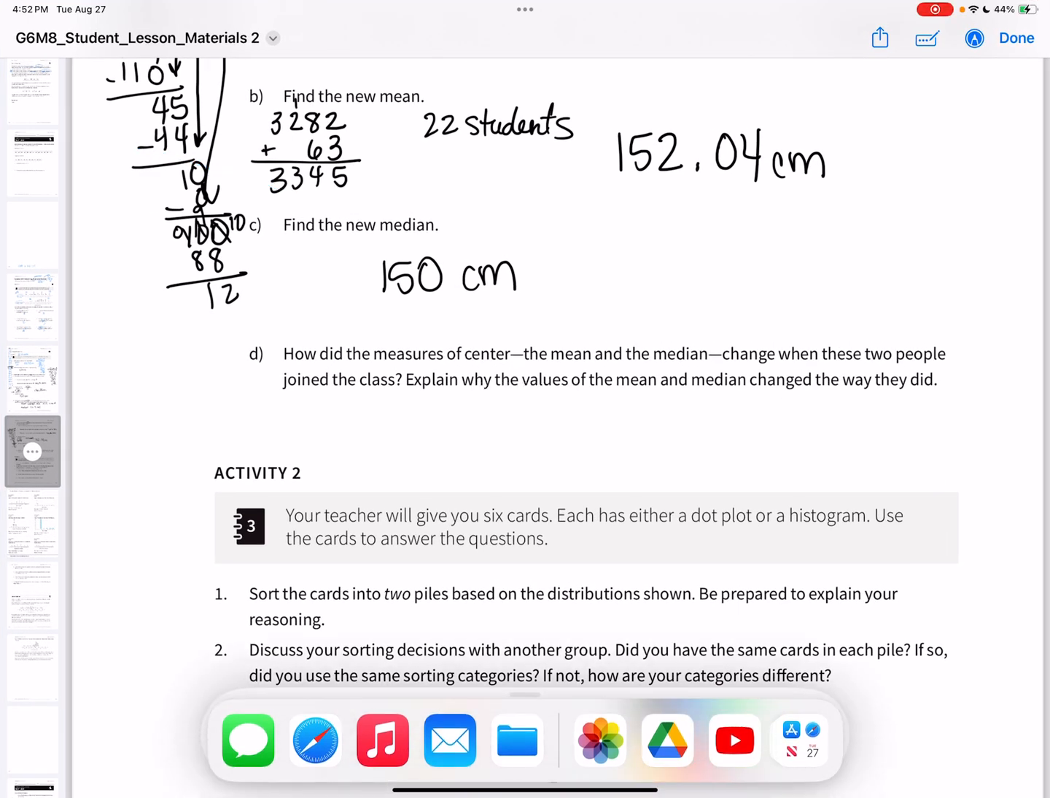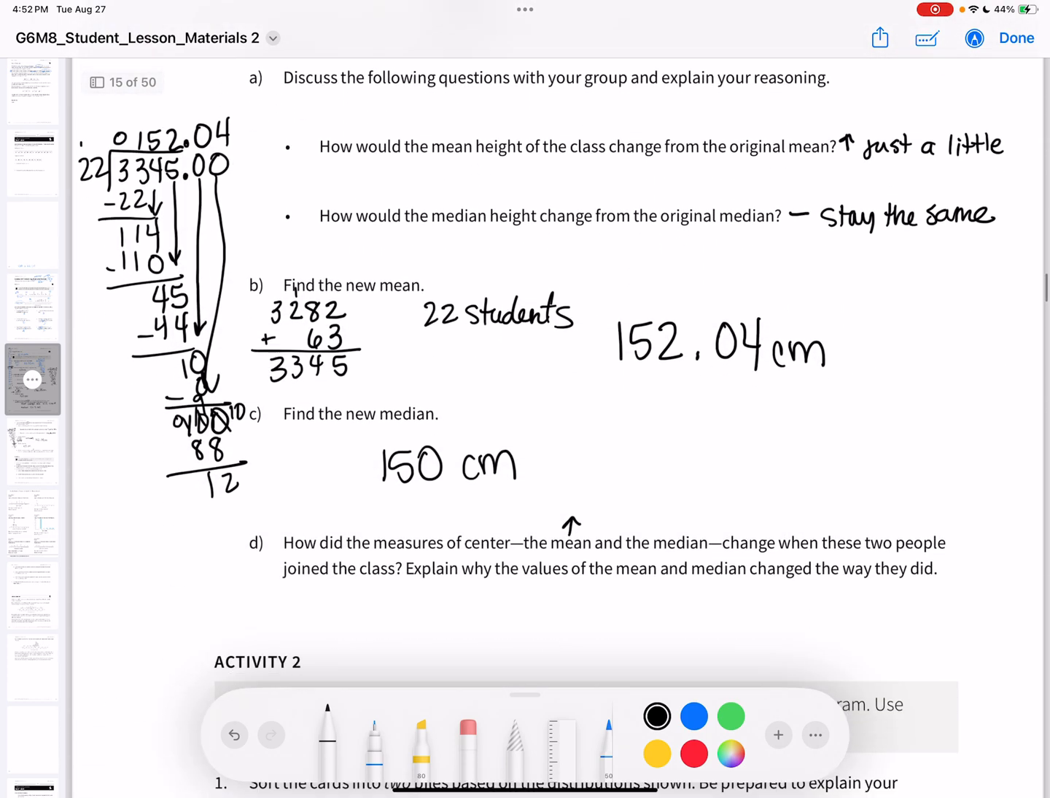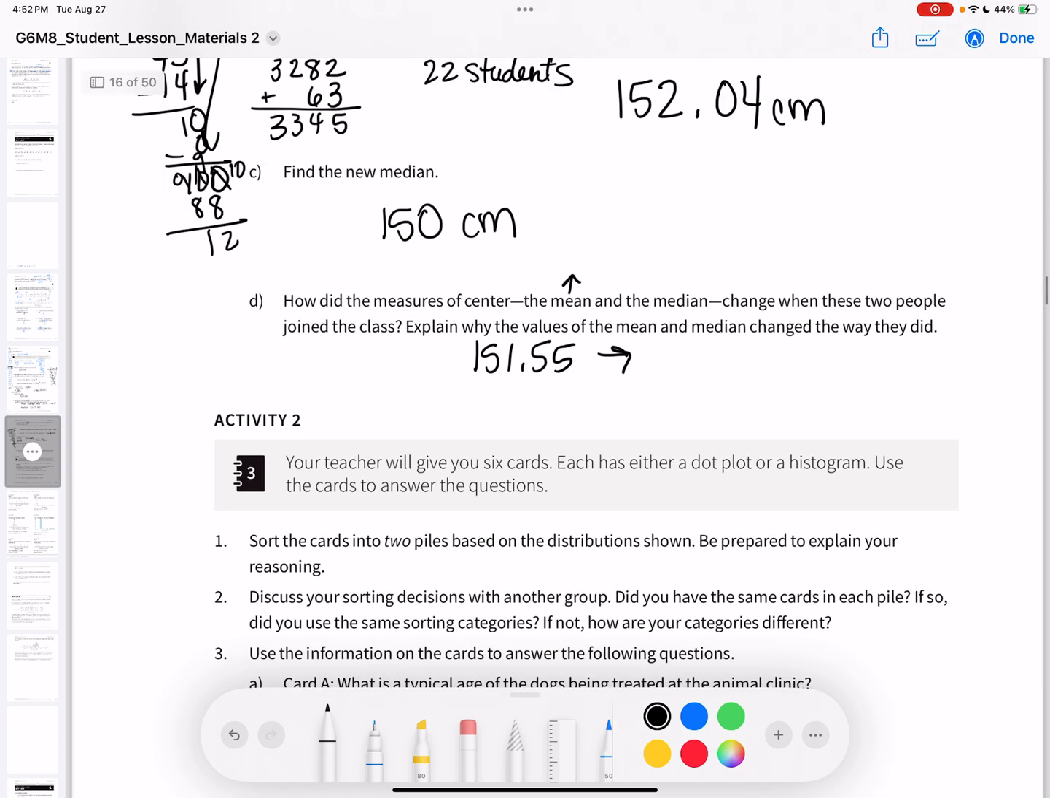Okay, so now how did the measures of center, the mean and the median, change when these two joined the class? The mean went up just a little bit from, let's go all the way back here, 151.55 to 152.40. So it went up a tiny bit. The median stayed the same.